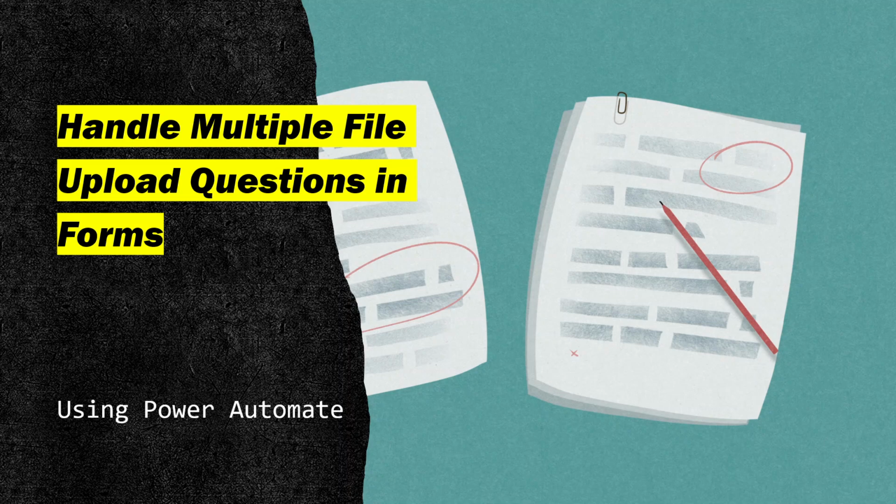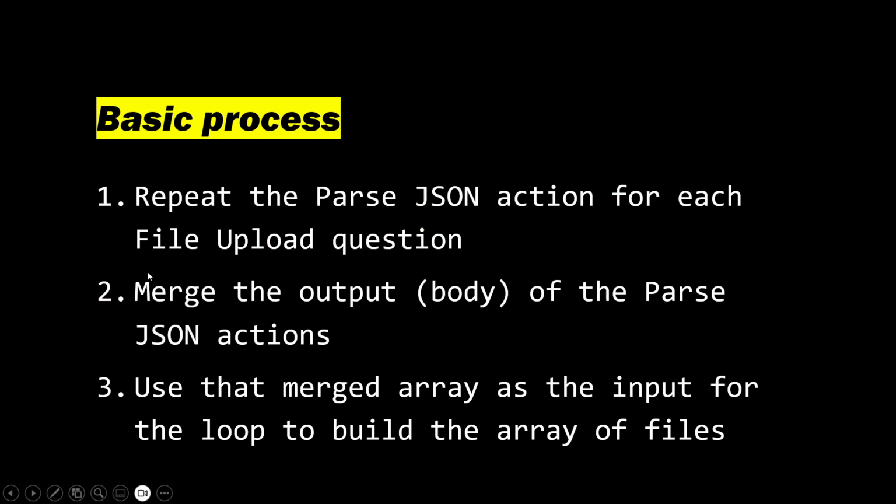But it's actually pretty straightforward once you get the concept of how to do it with a single file. Going to multiple files just basically means making a few small changes. So specifically to do this, we need to make a couple of changes to our flow. Basically you need to repeat the parse JSON action. In a flow where you're getting file upload questions data, you need to use parse JSON to format that data. You need to repeat that for each of the questions. There's no way around that.